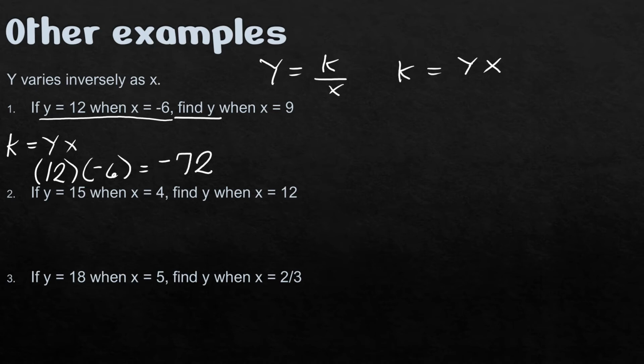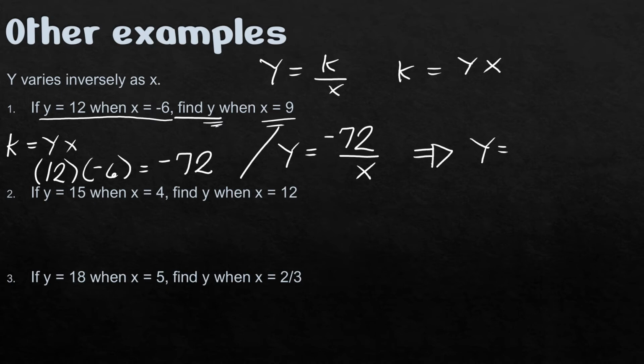So, we already have the constant. We will write it as y is equal to negative 72 over x. And we need to find y when x is 9. So, we simply substitute the x. So, y is equal to negative 72 divided by 9. And negative 72 divided by 9 is negative 8. Okay. We proceed to the second.